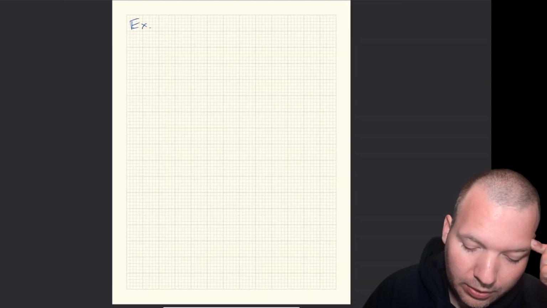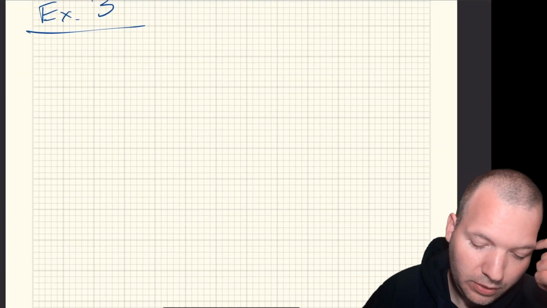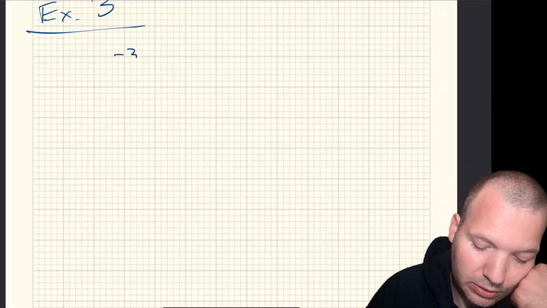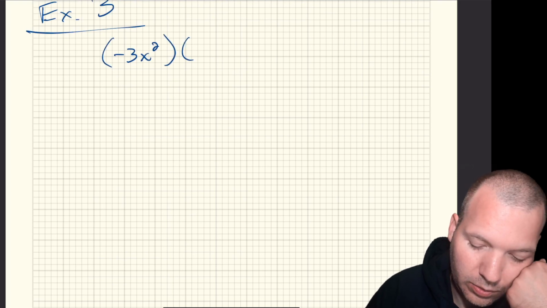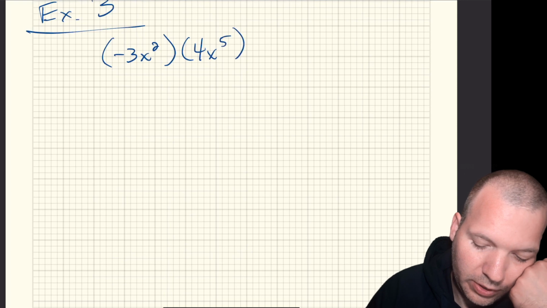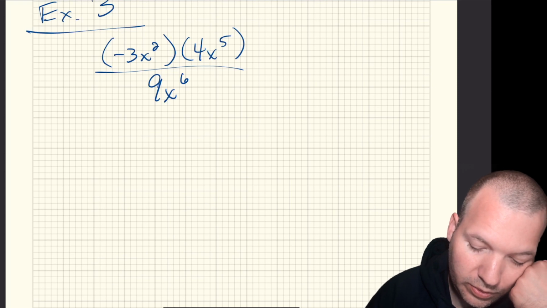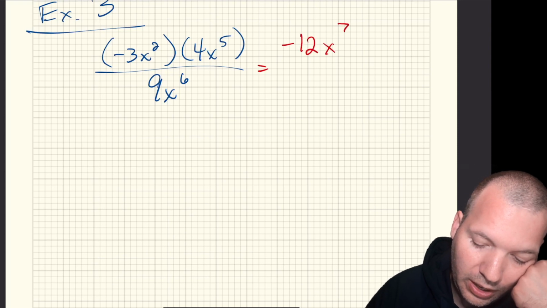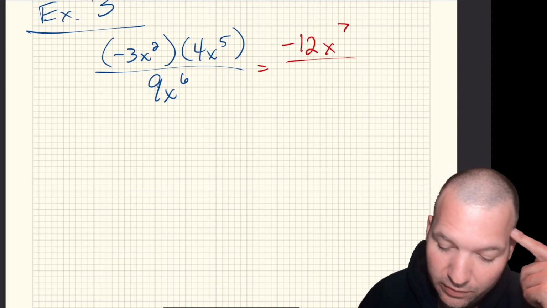Example 3, we've actually done something like this before. We've just used our power rules to multiply stuff out or cancel stuff, right? Negative 3x squared times 4x to the 5th divided by 9x to the 6th. So we've got some factors that cancel, right? One way to do this, we could actually just multiply everything out. There must be 7 x's up there because x squared times x to the 5th, that's 7 x's.